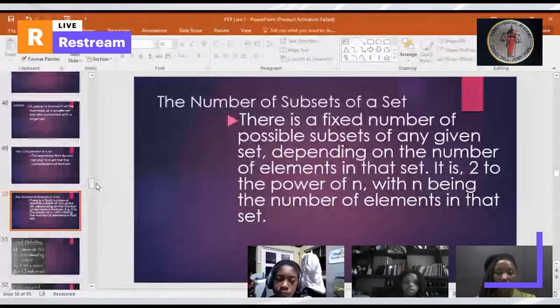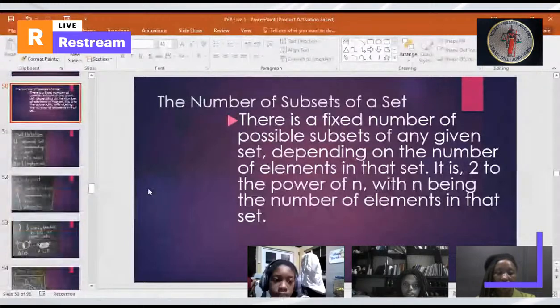The number of subsets of a set. There is a fixed number of possible subsets of any given set, depending on the number of elements in that set. It is 2 to the power of n, with n being the number of elements in that set. Okay, read that again for me, Imani. Okay, next. Number of possible subsets in any given set. Depending on the number of elements in that set, it is 2 to the power of n, with n being the number of elements in that set.